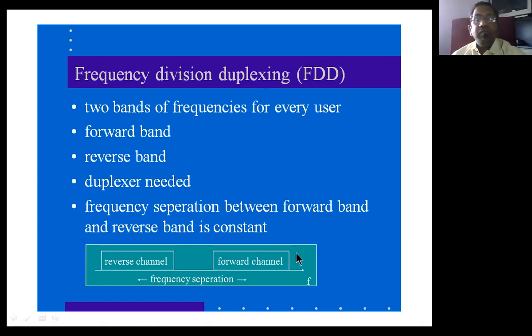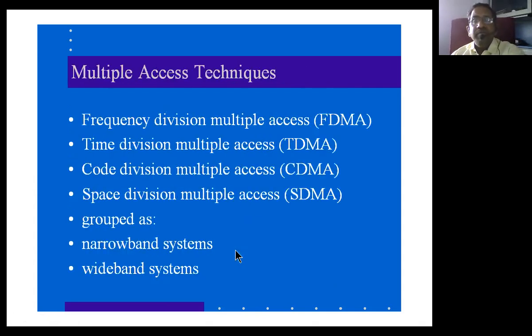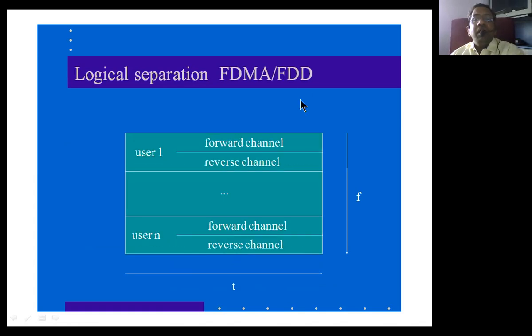If you see the FDD, we have the above slide here. The frequency separation: see here, the reverse channel and the forward channel are separated. So a similar kind of FDD is used in the FDMA, FDD technique. FDMA means what? Frequency division multiple access.